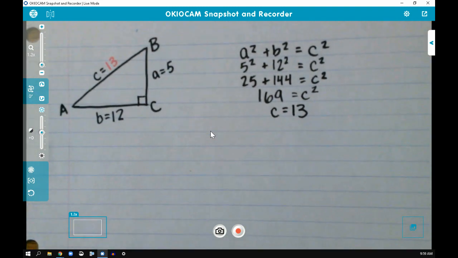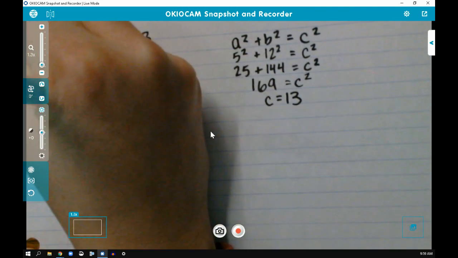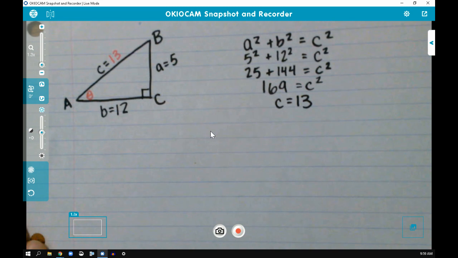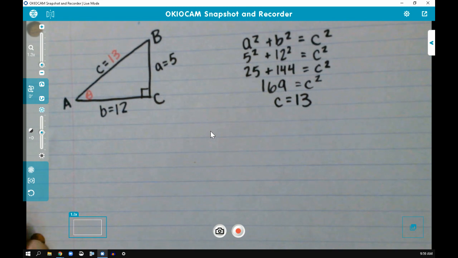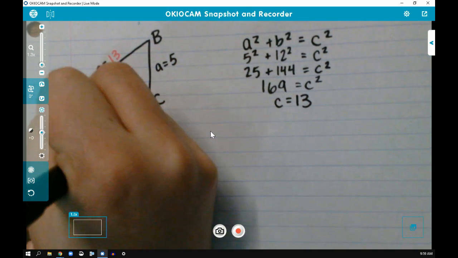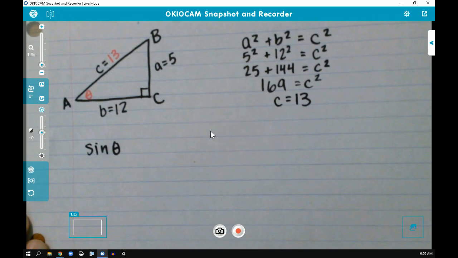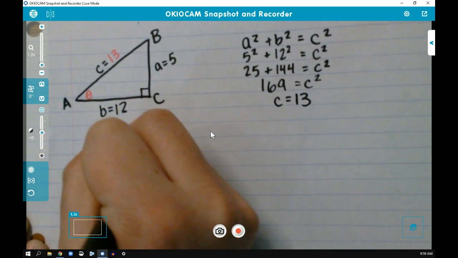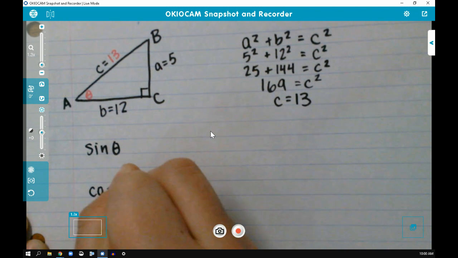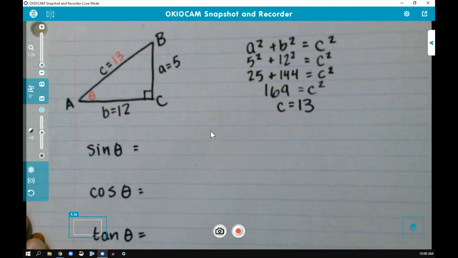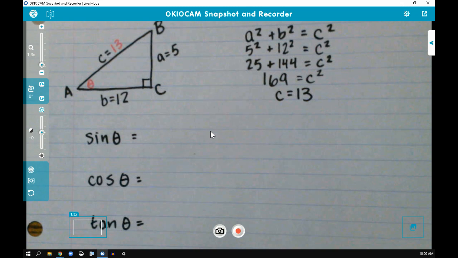Okay, so the next thing that we are asked to do is find the 6 trig functions of theta, which is angle A in this triangle. So we want to find sine, cosine, tangent, cotangent, secant, and cosecant of theta. Sine of theta, cosine of theta, and tangent of theta is what we'll do first. You can use our words opposite and adjacent and hypotenuse, or you can use A, B, and C.